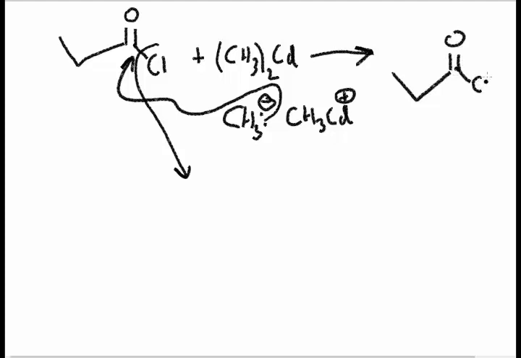That would be this. I form an attachment between the nucleophile and the carbonyl carbon. The chloride ion that breaks off now is going to bond to this methyl cadmium cation, and the byproduct then would be CH3CdCl, if you follow that now, right? Okay, let's do another problem now.